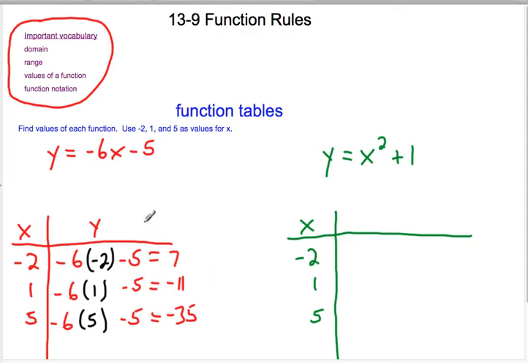So the values of the function are all the y values. So we would consider these, circle them here, these would be the values of the function. Okay. Now we would call all possible values of x the domain. So we could say that this is the domain. Then we would call all possible values of y, or the values of the function, the range.